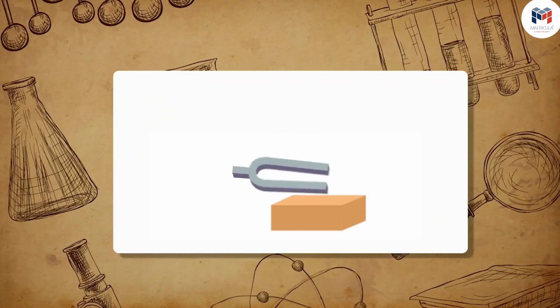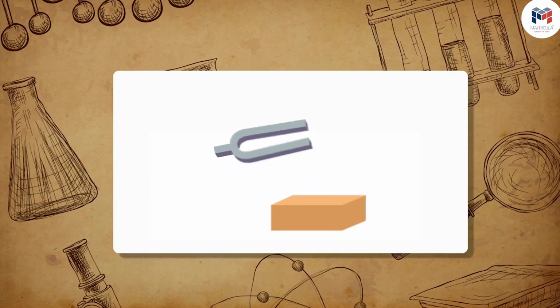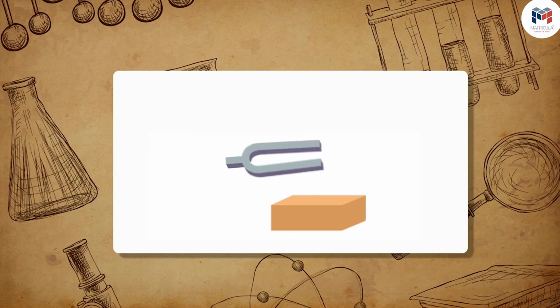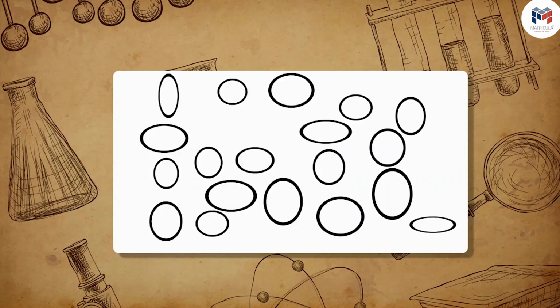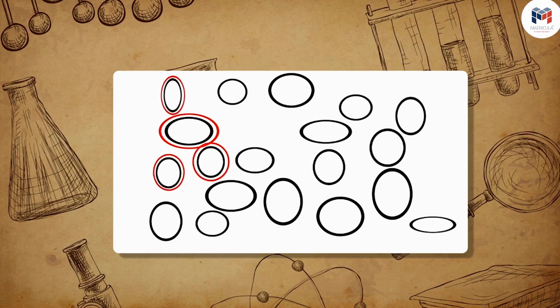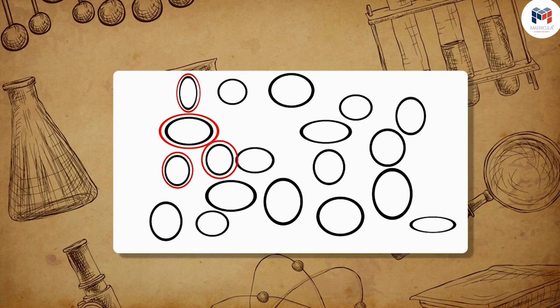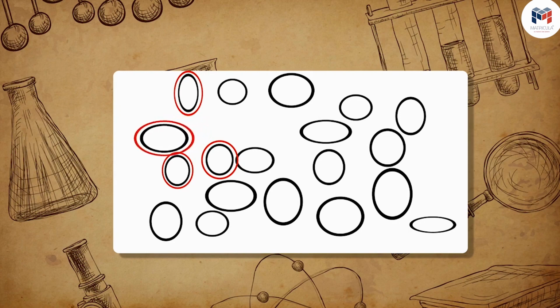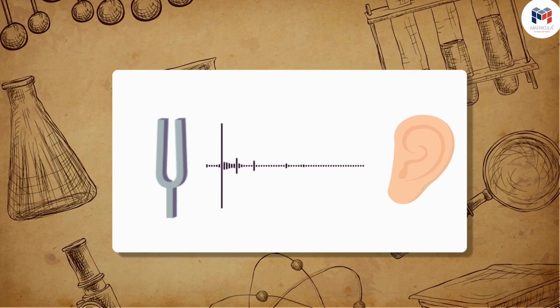As soon as an object is set on vibration, it starts the vibration of the particles around it. A particle of a medium in contact with a vibrating object gets displaced from its equilibrium position. Then it exerts a force on its neighboring particles and displaces them from equilibrium. After displacing its neighboring particles, the first particle goes back to its original state of rest again. This process continues in the medium till the sound reaches your ear.